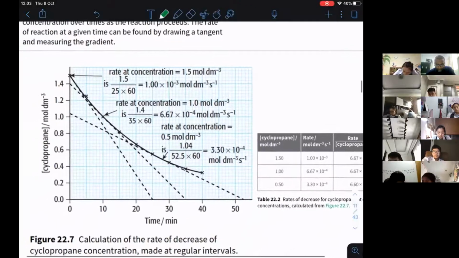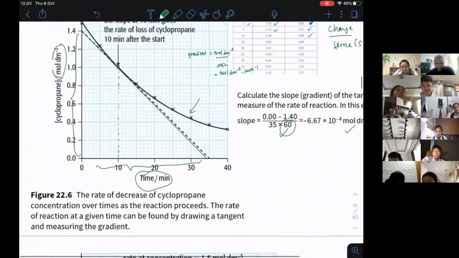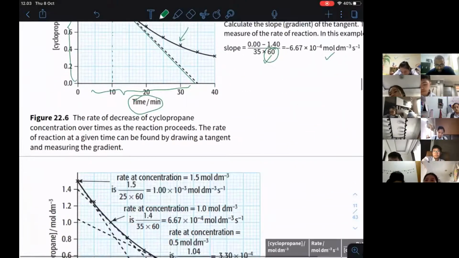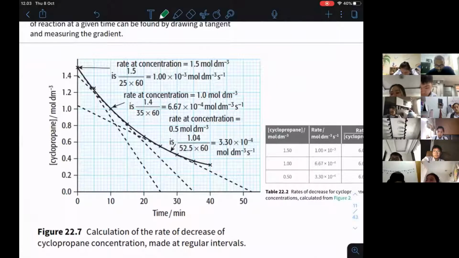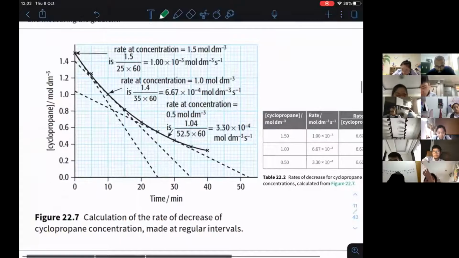So for example, if you look at this, why is this so complicated? Actually, it's not complicated. It's the same graph. What they have done was they have done it at different time intervals. You can see they have done it for t equals 0, the gradient at t equals 0. And then you have the rate at a concentration of 1.5, if you want to refer to that.